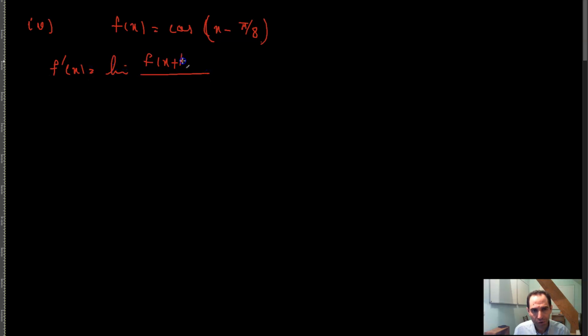Okay, so the next part of this question is part four, which is basically you want to find the derivative of f of x is equal to cos of x minus pi by 8. So of course, you are using the first principle. So you know that basically f prime of x is equal to the limit of f of x plus h minus f of x divided by h, as h tends to 0. And f of x plus h would be the cos of x plus h minus pi by 8.